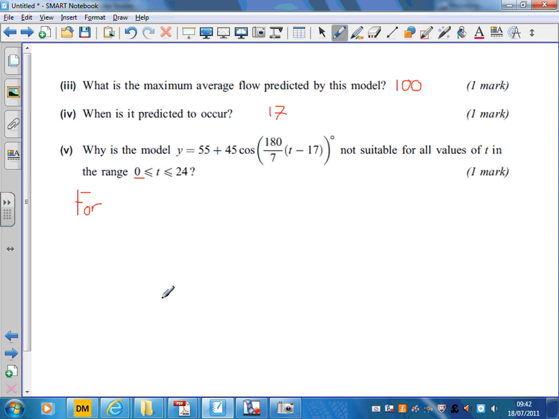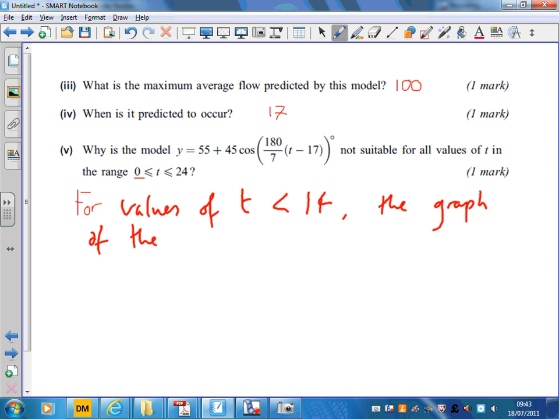So let's say for values of t less than 14, the graph of the model does not fit. And then perhaps you could give an example of a point where it doesn't fit, e.g. t equals 0, perhaps is the easiest point.